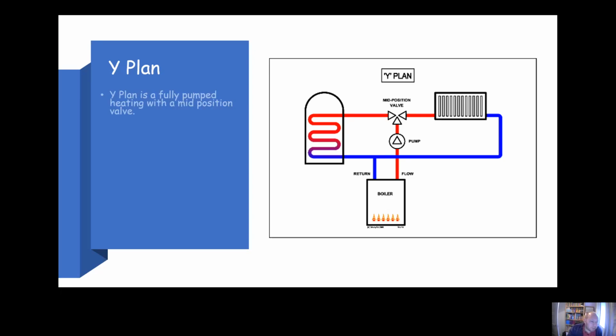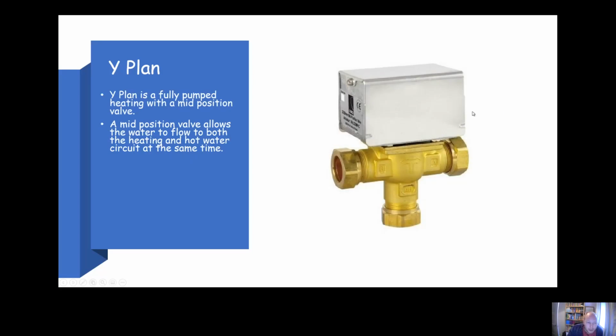Y-plan would be fully pumped with a mid-position valve. This is a picture of a mid-position valve here, a 3-port zone valve, and it can allow the water to flow to both the heating and the hot water circuit at the same time. There's a ball inside there which would stop in the middle. The water would flow in and to both circuits simultaneously.